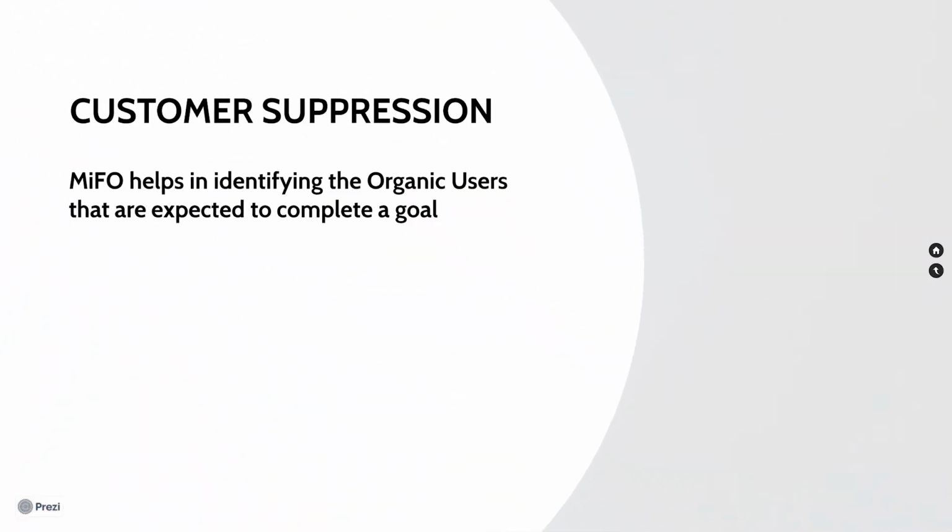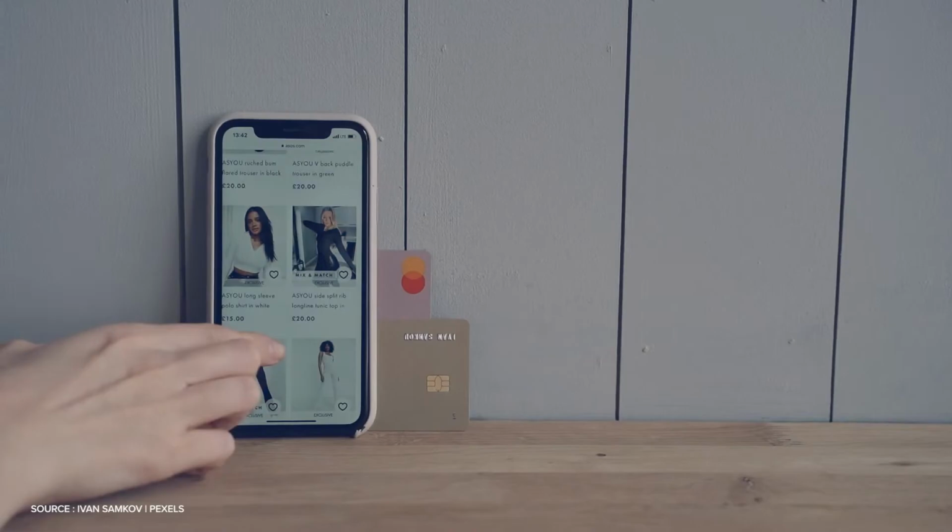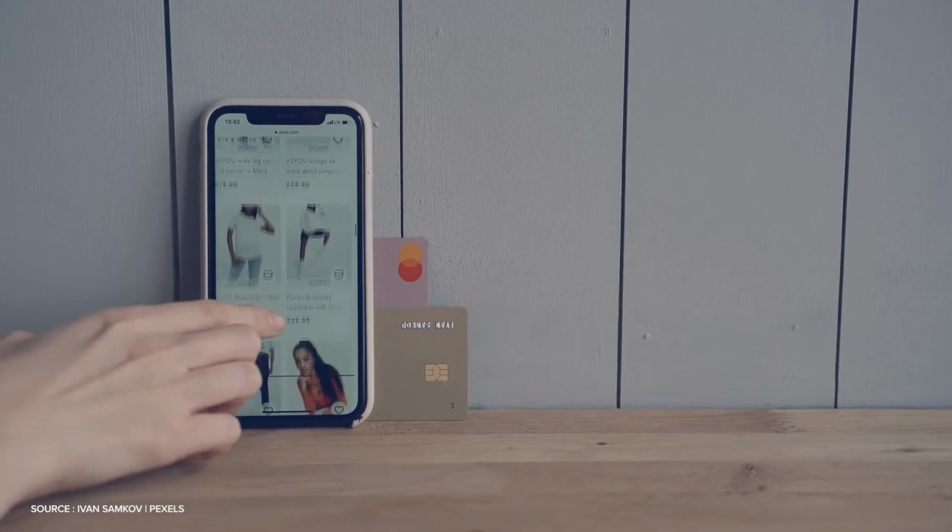The third use case that we can also achieve with MiFo is suppression, right? So it can also identify audiences that are likely to complete a goal organically, right? So let's say I acquire 100 people today, and I find out that 50 of them were organically willing to convert themselves without any advertising push. Why should I waste my campaign money showing ads to such people, right? So what we can do is suppress such audiences that are organically predisposed to completing valuable actions.